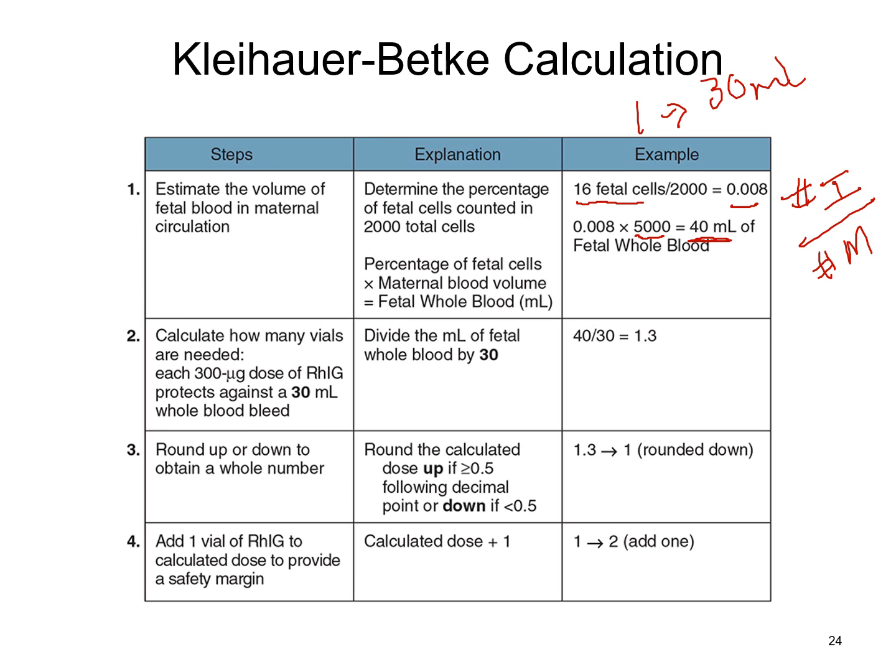But what you're going to do is take that bleed in mLs and divide it by that whole blood bleed, that 30 ml. So we know that one shot is going to cover a 30 ml bleed. We need to determine how many shots we need to cover it. So we take that fetal bleed, divide it by 30, and that's going to give us 1.3. So we know that we need at least 1.3 shots to cover that.